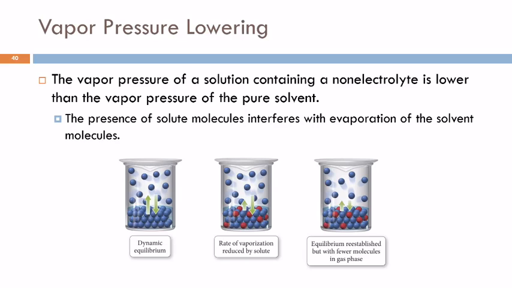Another colligative property is vapor pressure lowering. And so this is the one we're going to look at first. Let's just look at this beaker. So here we have a beaker with a watch glass, and we have a liquid here. Let's just call it water.